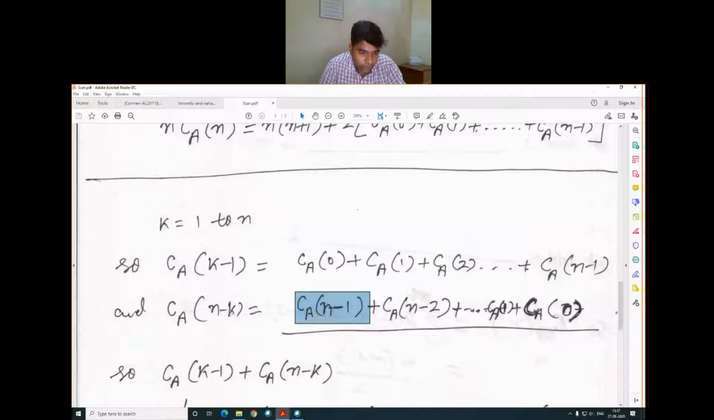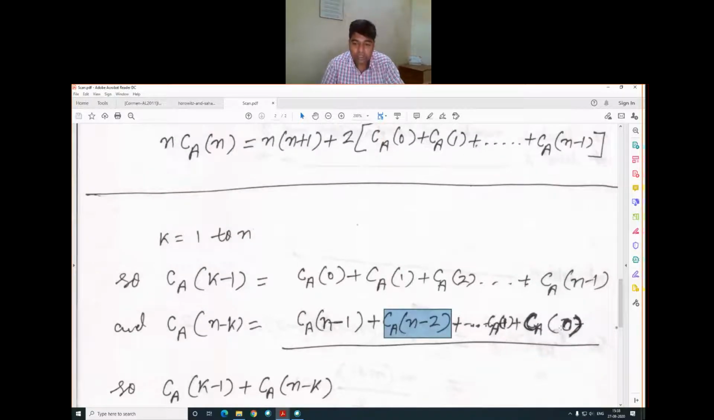Then initially n minus 1. Then for the next iteration we put k equal to 2, then we'll get C of a n minus 2, and so on. Then finally we'll get C of a 0. And from here we can see what common term we have. C of a 0 is here and also here. When we sum these two equations, because here we are saying what?